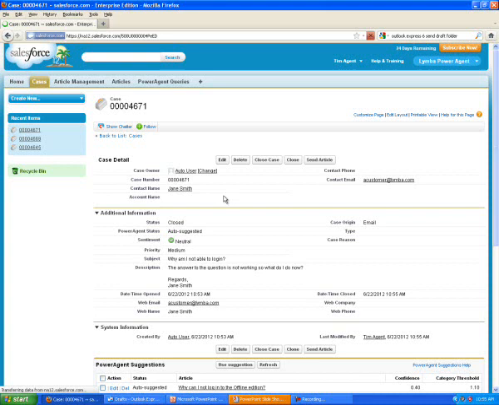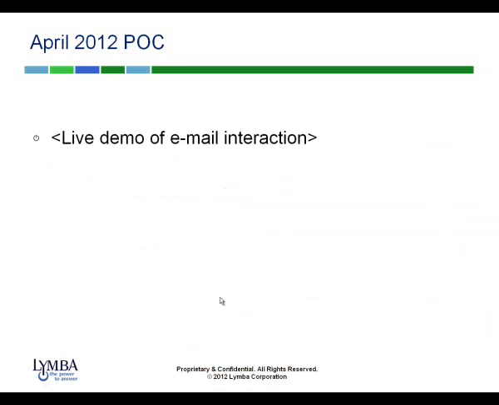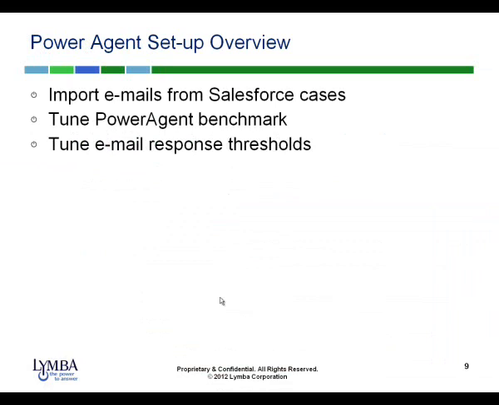So let's go back to the slides. And the next part will be a quick overview of the best practices that are required to set up PowerAgent. And this also reflects what we did for the proof of concept for Salesforce. So there's 3 steps. The first step is importing the emails. The second step is tuning the PowerAgent benchmark to make sure it achieves a high accuracy and there's no errors in the training data. And the third step is tuning the email response thresholds, which give you control over how confident PowerAgent has to be before it sends out an email for a particular knowledge article.